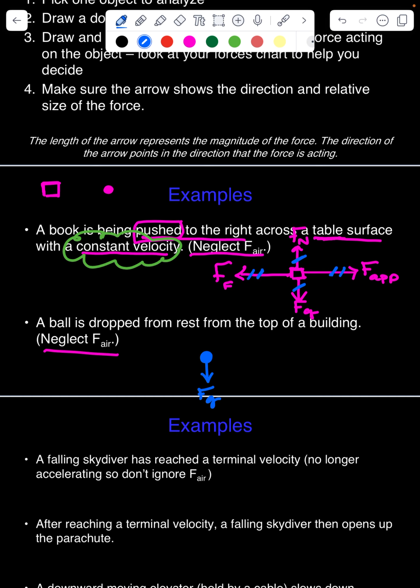Now, what if I told you to not neglect air resistance? All right, remember that air resistance is a type of friction, so it's going to be an oppositional force. So it's going to go in the opposite direction as the motion, so your air resistance will go up. But it's going to be speeding up as it goes down, so that tells us that our air resistance is just a little bitty force going up. All right, and so you would not use slashes and dashes for this because they are not balanced.